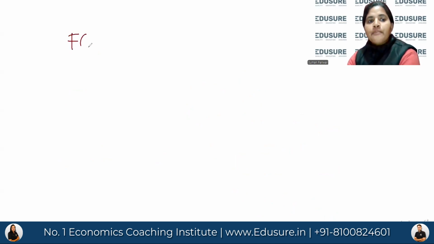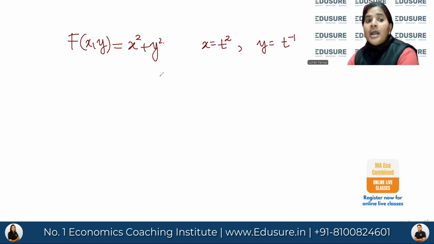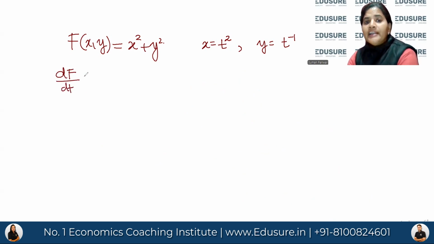So now, for example, I have a function of x and y, and suppose this is x square plus y square. But now x is a function of, for example, t. So x is t square and y is t power minus 1. For example, we have a situation like this. Now we have to calculate df by dt.